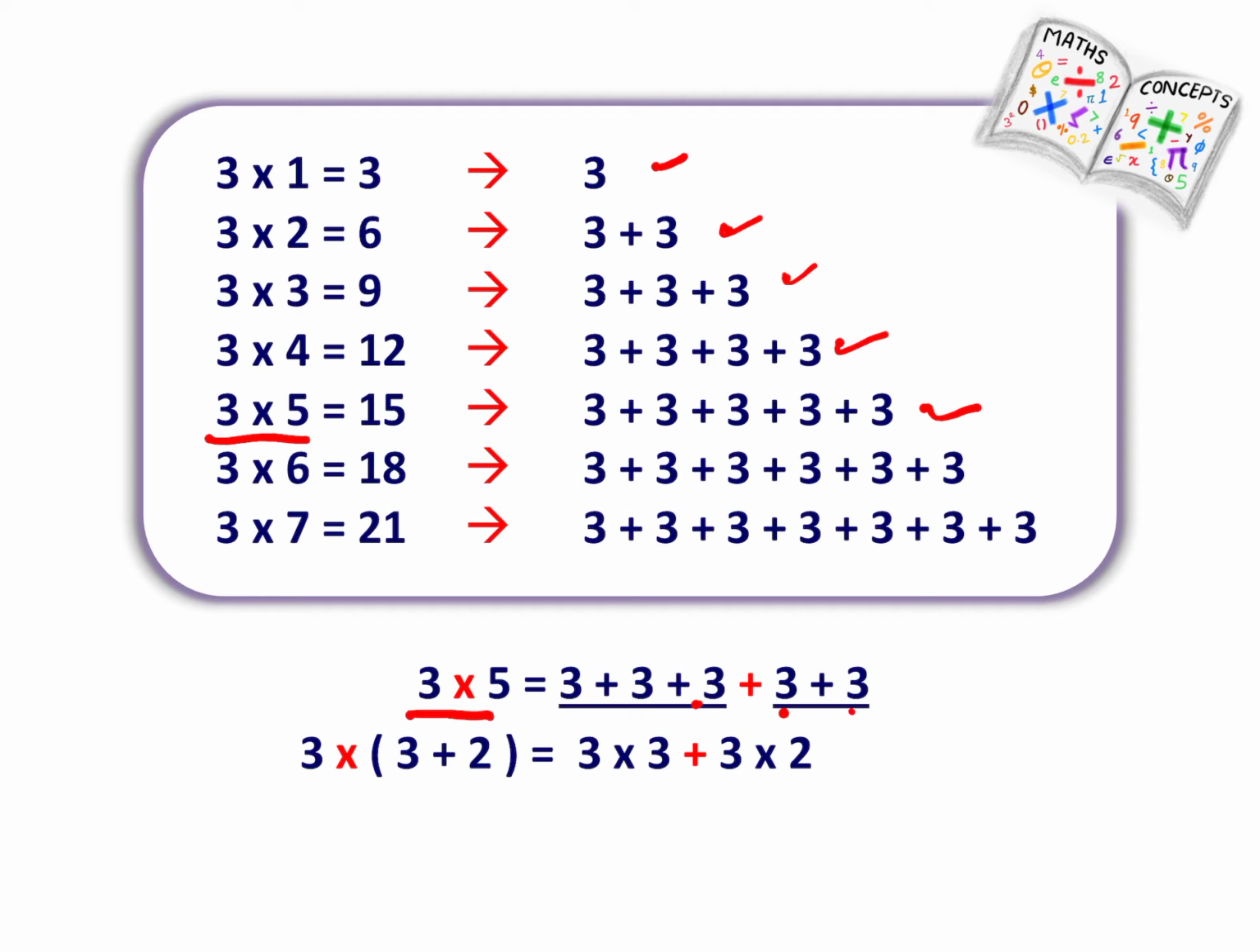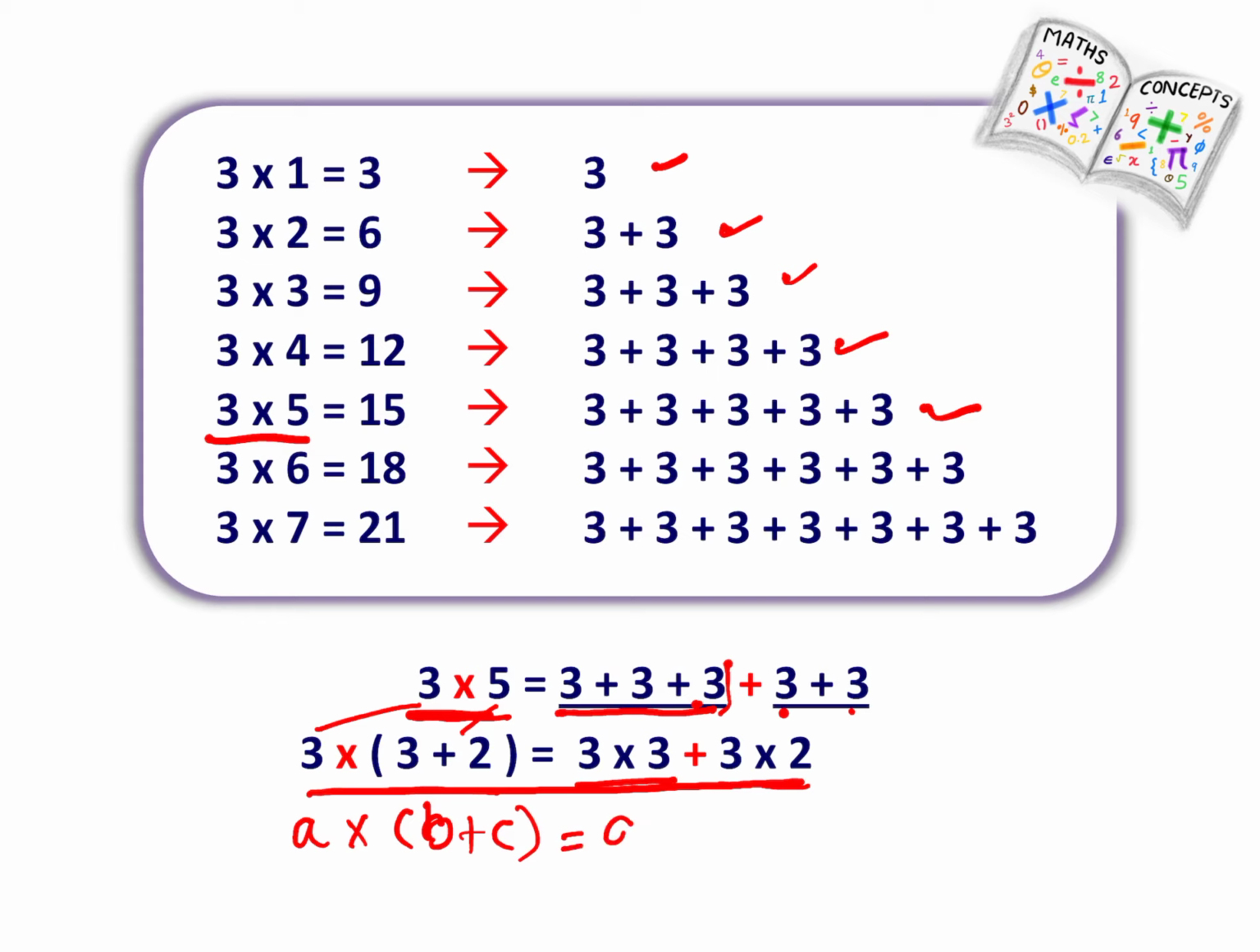Okay, now on the left side I have written this 3 into 5 as 3 into bracket 3 plus 2. 5 is written as 3 plus 2, and on the right side I have grouped these 5 3's into group of 3 and group of 2, which gives me 3 3's and 2 3's. Okay, so this is same as the generic form of distributive property, like a into b plus c is equal to a into b plus a into c, right? So this is distributive property of multiplication over addition.